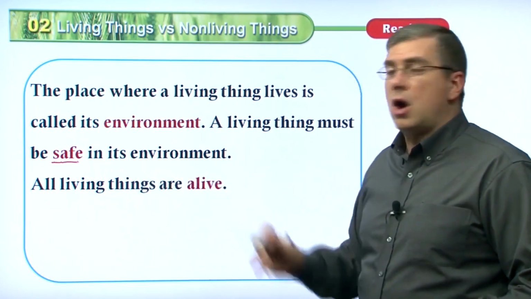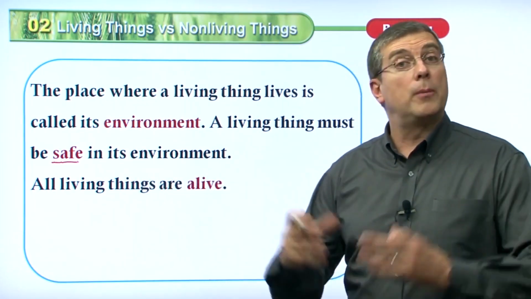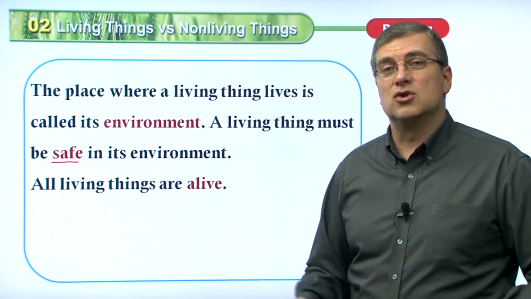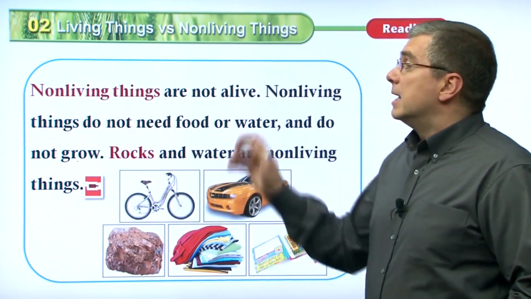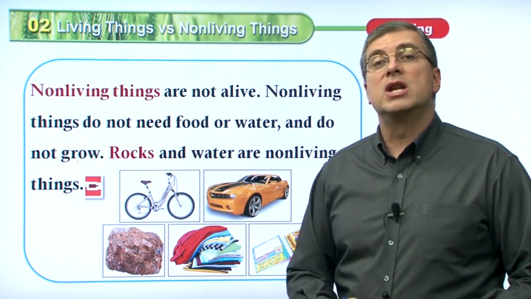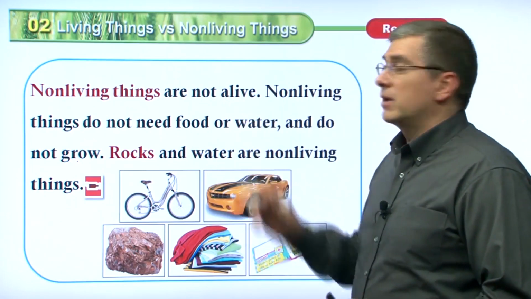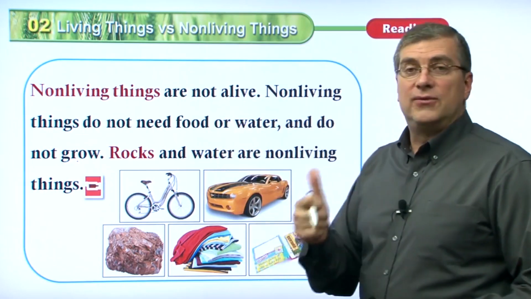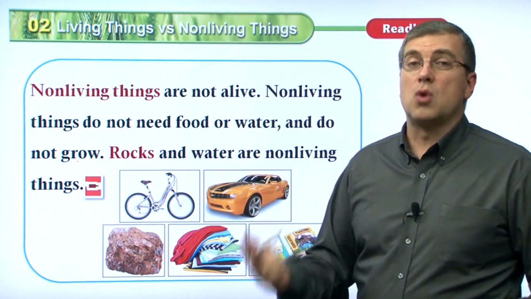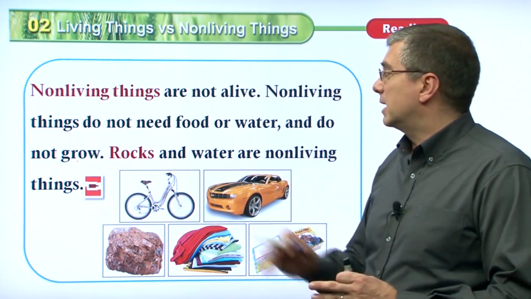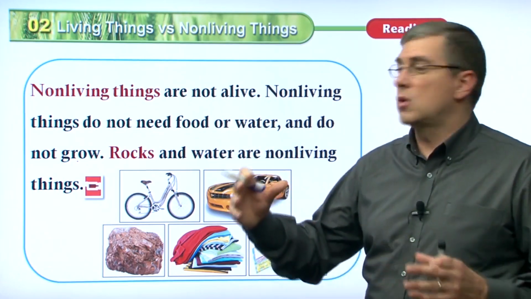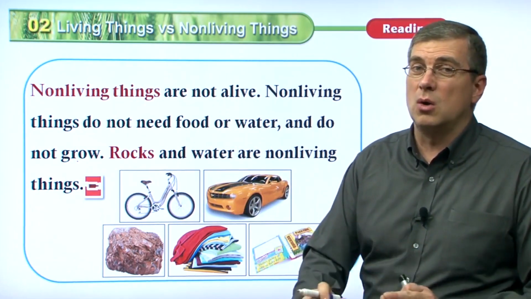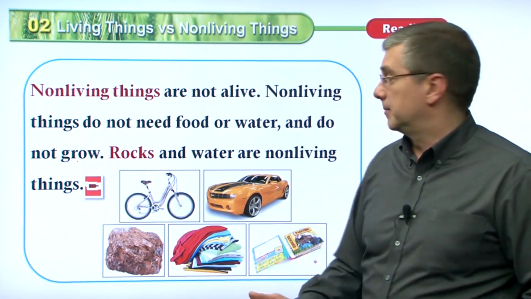All living things are alive. So all animals, all plants, all living things are alive. They grow and they change over time. On the other hand, we have non-living things. Non-living things, of course, are not alive. Non-living things do not need food or water, and they do not grow. Okay? So non-living things, they don't need those things. They're not going to grow. Living things need food and water to grow, but non-living things don't grow. They don't need food. They don't need water.